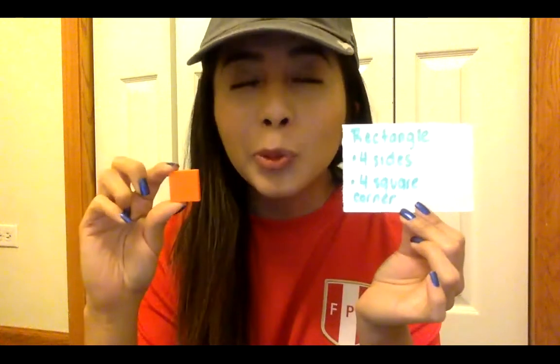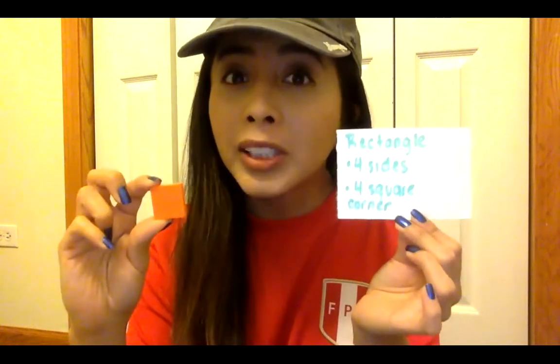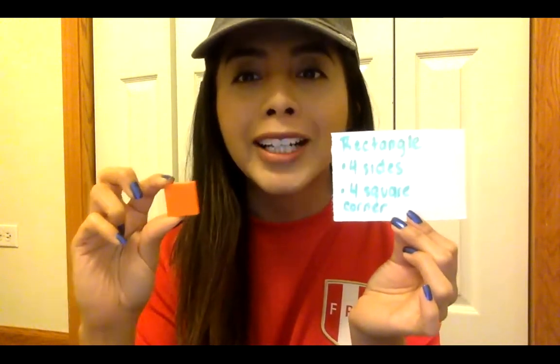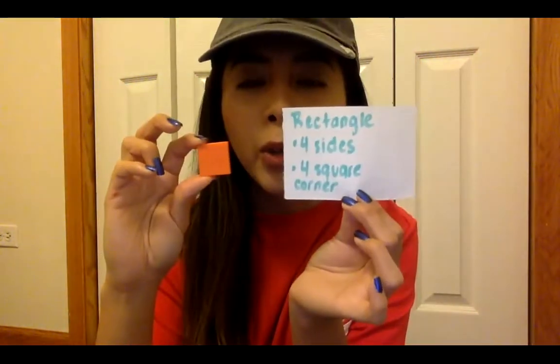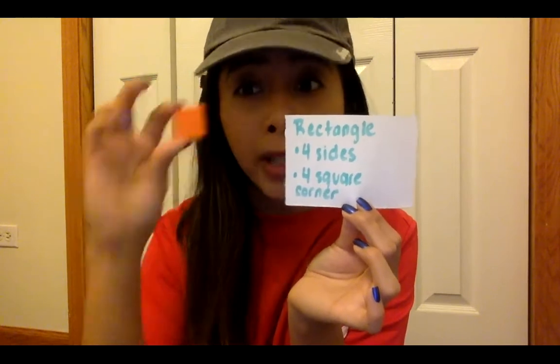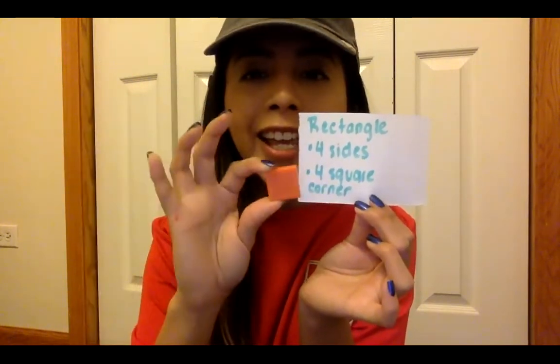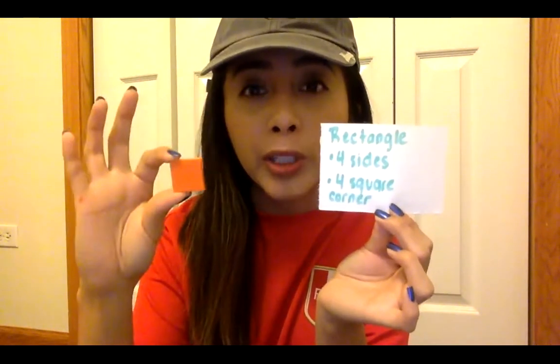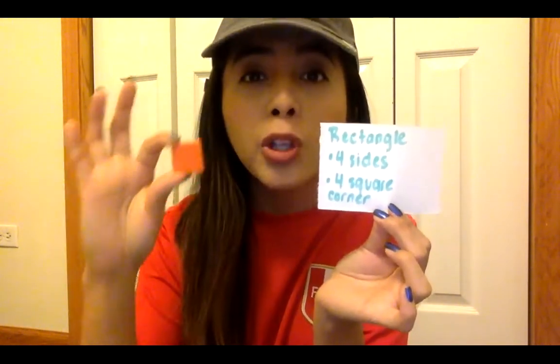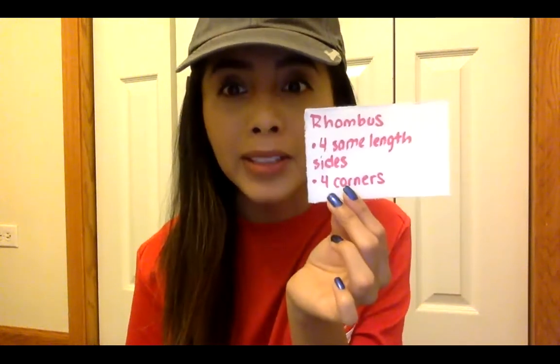And a square is a really special shape because not only do we call it a square, we call it a special rectangle. Because if you think about what a rectangle has, four sides just like this, and it has four square corners. So a square is also a special rectangle. So don't forget that. And our next shape that we have is named rhombus.